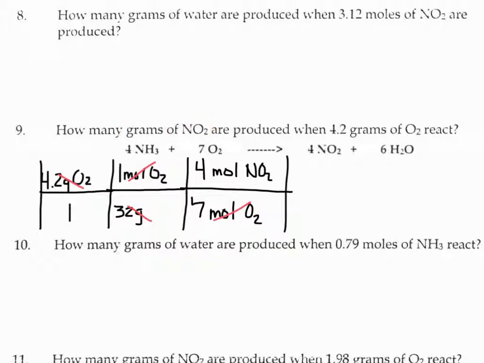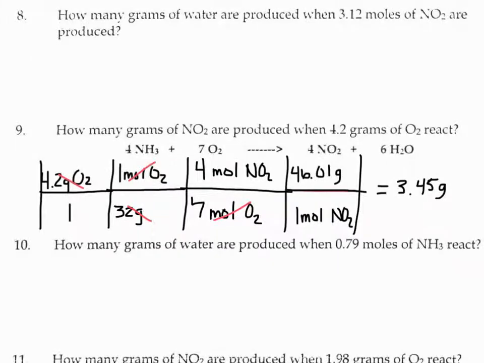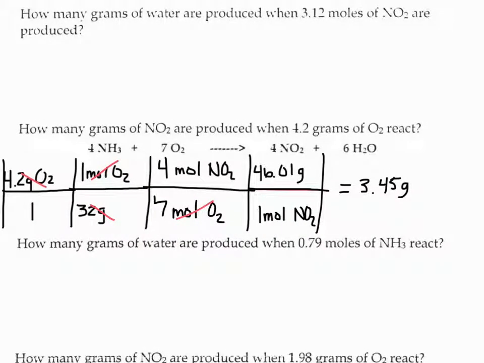So now we need to do one more step and go to grams of NO2 by multiplying by molar mass. And the molar mass of NO2 is 46.01 grams in 1 mole NO2. And you should get 3.45 grams of NO2.